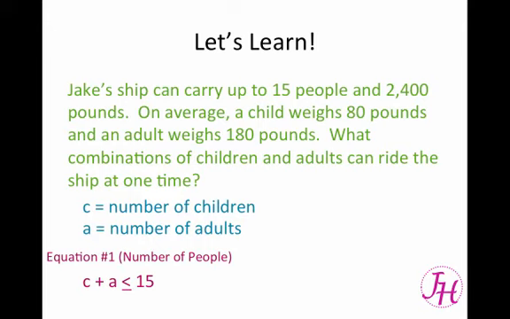The second inequality is going to involve the weight that the ship can carry. So if we take each child and multiply by 80, that gives us the total amount of weight for children. If we take each adult and multiply by 180, that gives us the total amount of pounds for the adults. And then that's got to be less than or equal to 2,400 pounds. So our two inequalities are C plus A is less than or equal to 15, and 80C plus 180A is less than or equal to 2,400.